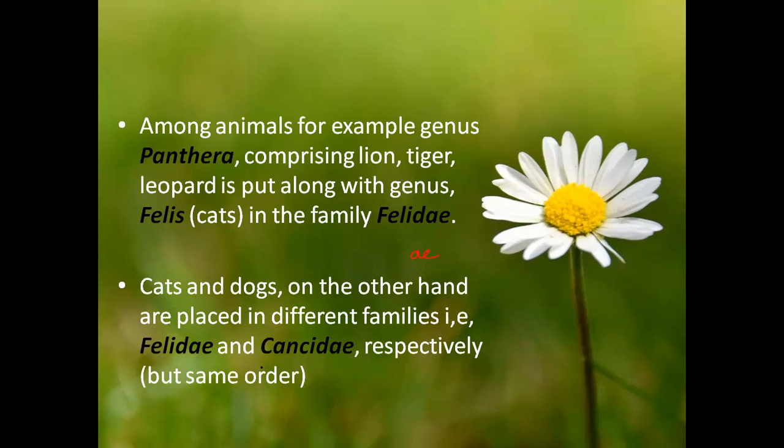And these animals come under the genus Panthera, comprising lion, tiger, leopard, which is put along with the genus Felis in the family Felidae. They all come under one family, Felidae. But cats and dogs are in different families but the same order. So there is a difference.